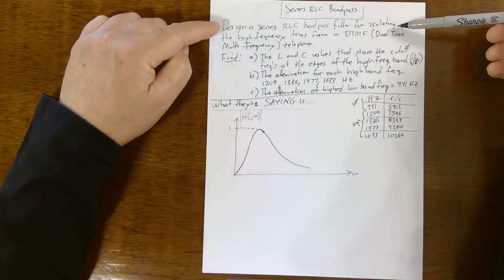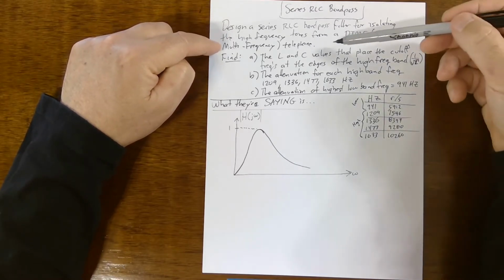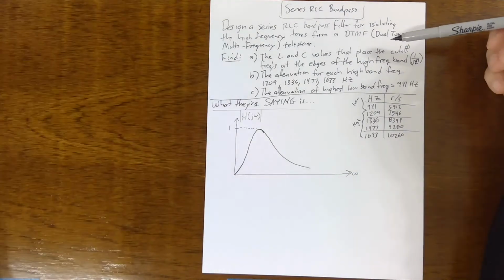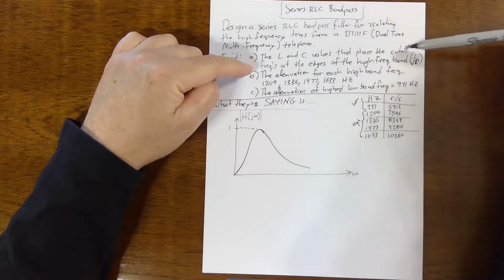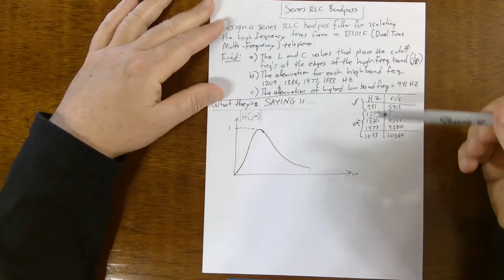Did I read this already? Design a series RLC bandpass filter for isolating the high frequency tones from a dual tone multi-frequency telephone. One of these. The L and C values, we want to find the L and C values that place the cutoff frequencies at the edges of the high band frequency. This is the high band.